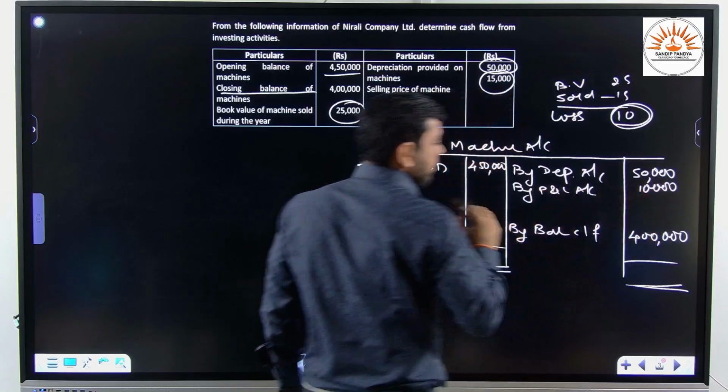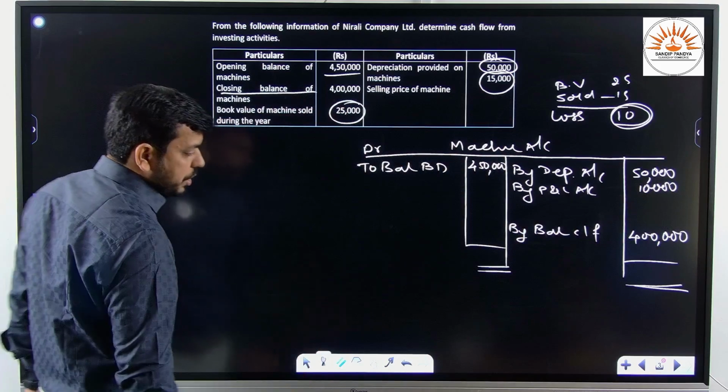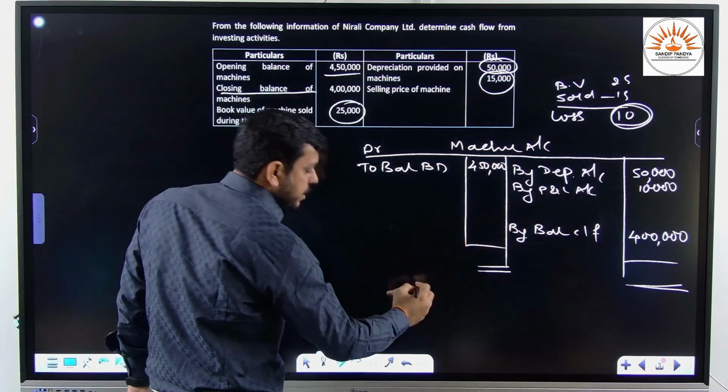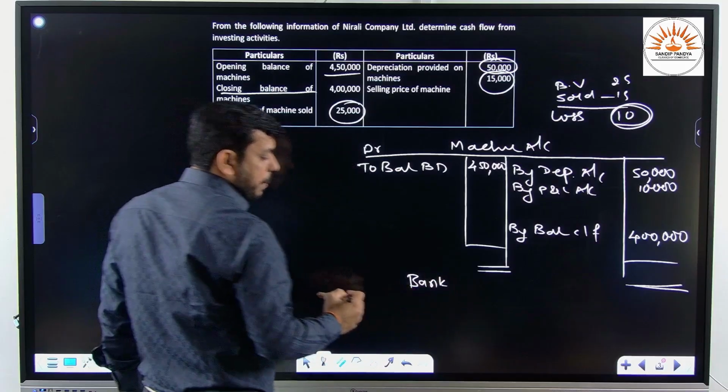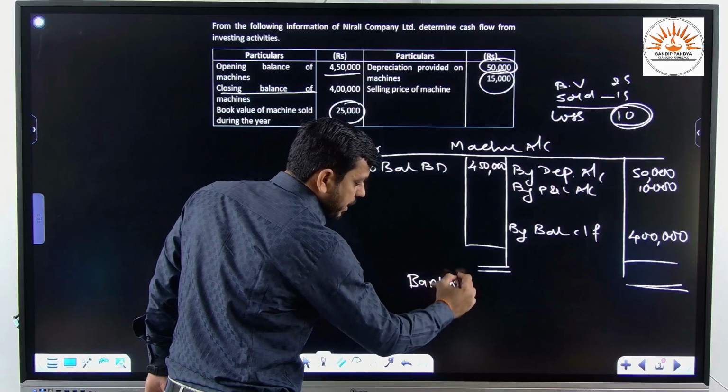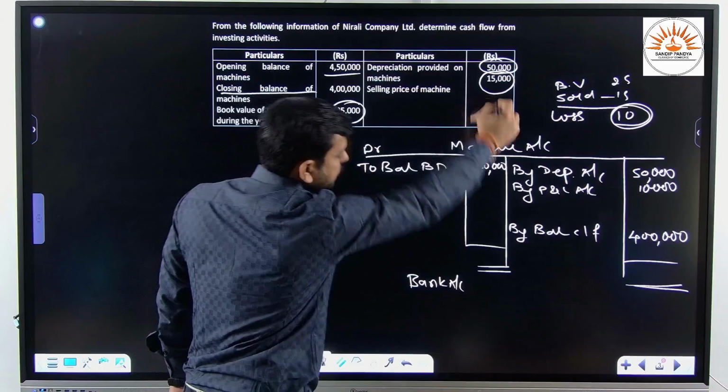So sir, how can we say this? See, let me show you the journal entry for this one. Whenever we sell the machine, as we know, we receive the cash. So by bank account, or bank account will be debited. How much amount are we receiving? As we know, 15,000.